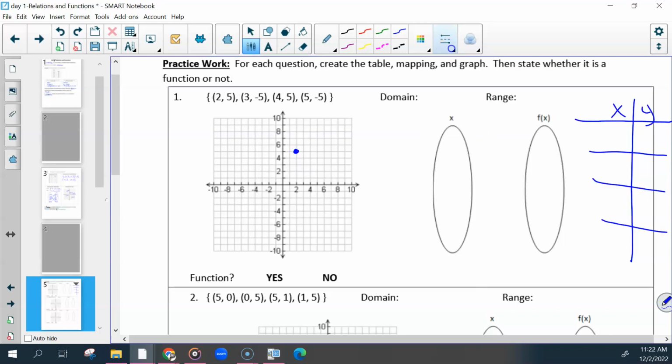So (2, 5) would be up here. (3, -5) would be down here. (4, 5) would be back up here. And then (5, -5) would be back down here. For our domain, our set of numbers, what would that be, least to greatest? And then for our range, we wouldn't put the repeating. We just need to list them once. So we would put those same numbers in our ovals.